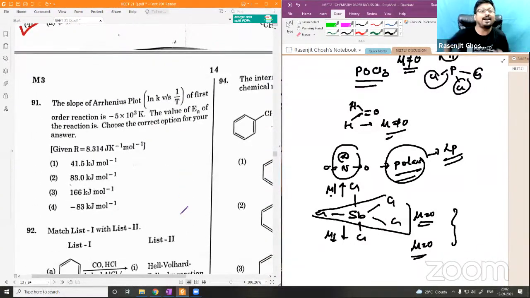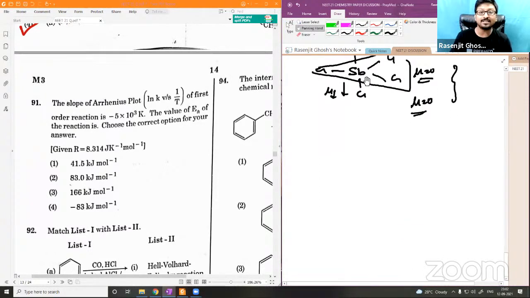The slope of Arrhenius plot ln(k) versus 1/T for the first order reaction is minus 5 into 10 to the power 3 Kelvin. Okay. Now, what is Arrhenius equation? All of you know, definitely. So, K is equal to A into e to the power minus Ea by RT, right? This is my Arrhenius equation. Now, let's take ln on both sides. ln K equals ln A minus Ea by RT, right?